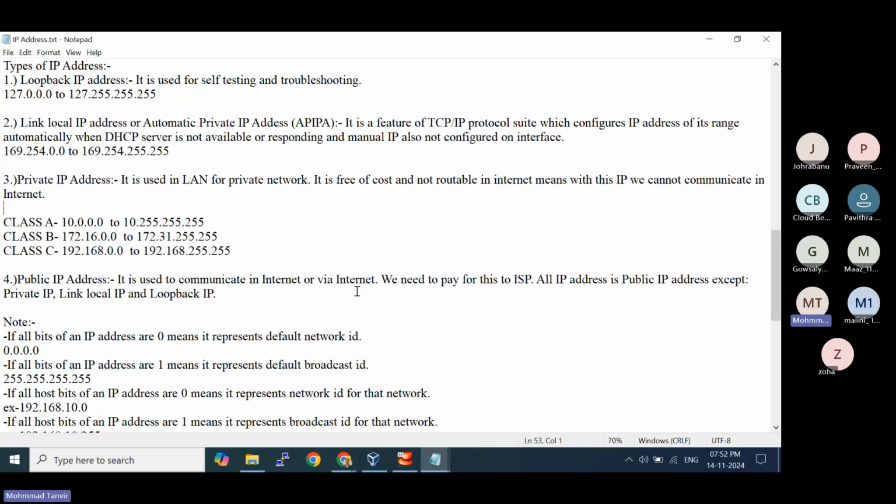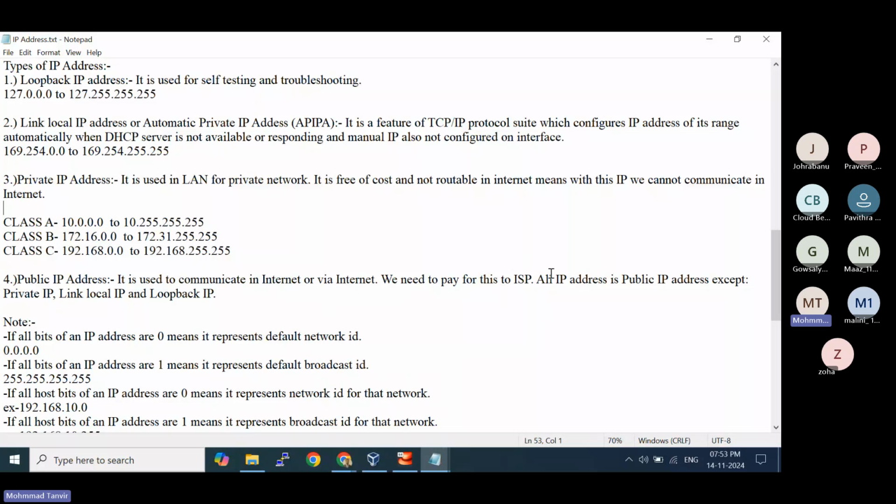Which IP can I use? It is not our choice. Our choice is only in the private IP, from this range, any IP we can use. But public IP, we have to take from an ISP, and for that we have to pay, based on subscription. And if we have a public IP, then we can access the internet.